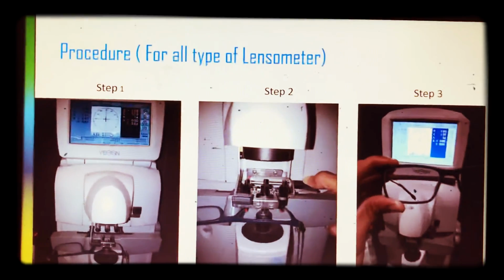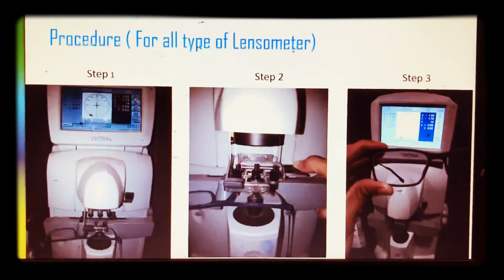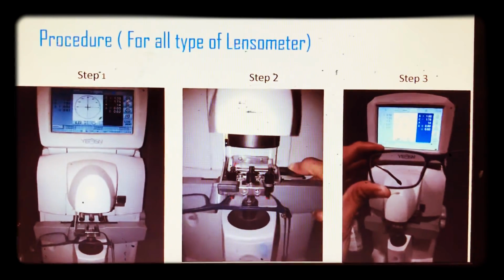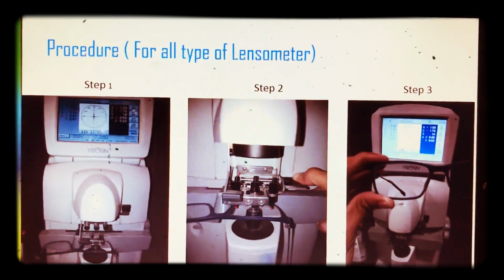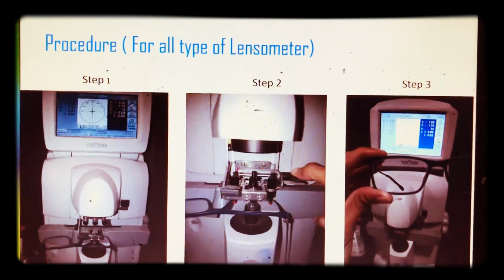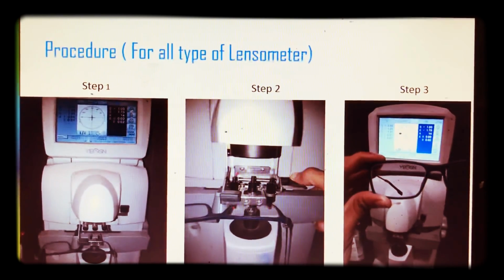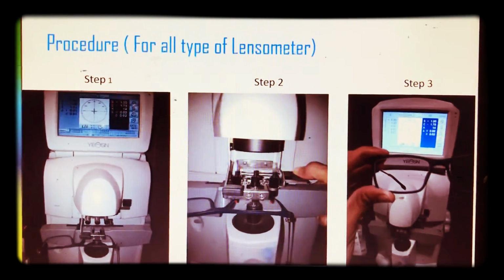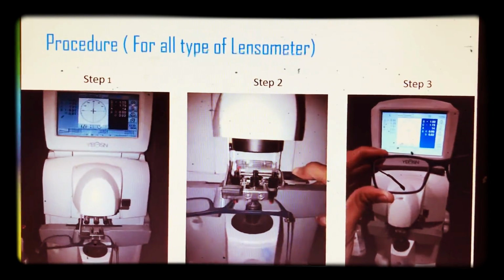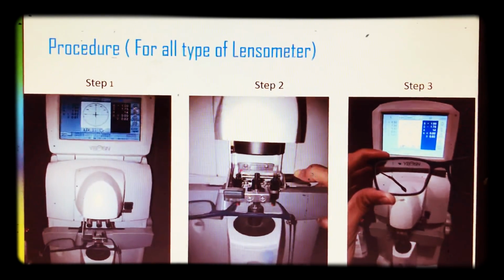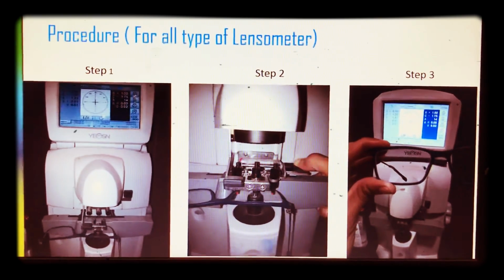Now the second type of lensometer we have is the semi-automatic lensometer. In that type of lensometer, you will not get the PD automatically on the screen, right? The lensometer in the picture right now is also a fully automatic lensometer, but I will tell you how to measure the PD with this.